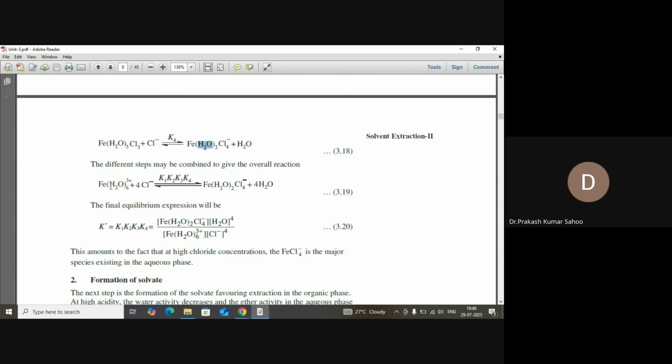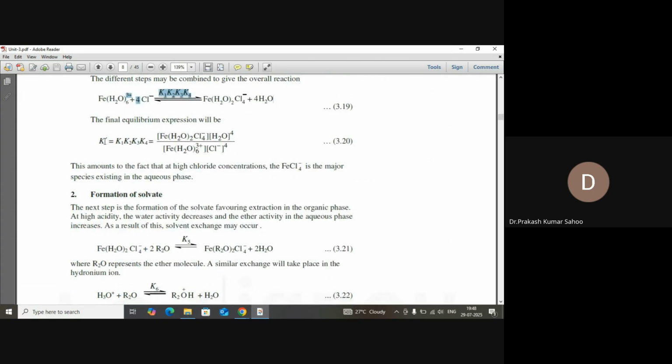So the net equation will be 6 water changing to 2 water, with the removal of 4 waters. Accordingly, the equilibrium constant will be the concentration of Fe(H2O)2Cl4 minus, times the water concentration to the power 4, divided by Fe(H2O)6 3 plus multiplied by Cl minus concentration to the power 4. Only product divided by reactant.